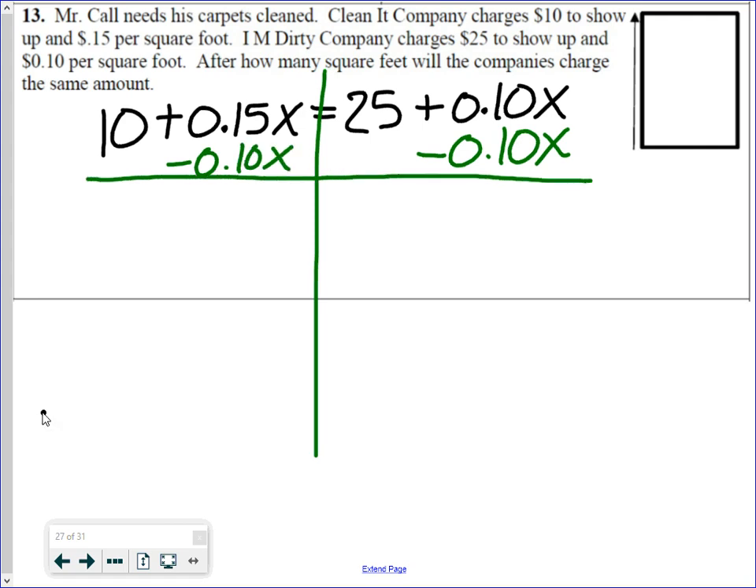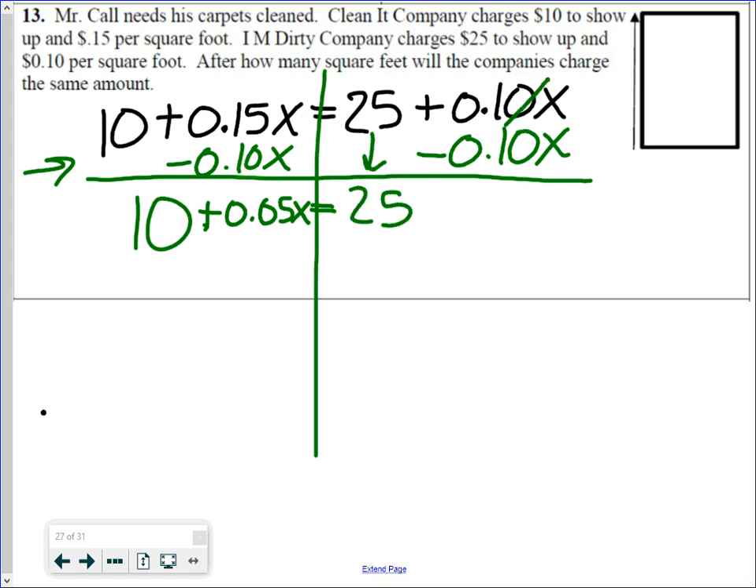And then we can solve it, and then we can use our box. Okay? So going from left to right to solve this, starting at 10. 10 just comes down, and I have 10 again. The 15 cents minus 10 cents gives me 5 cents left over. So plus 0.05x equals, my 25 just drops down, 25, and the 10 cents cancels, right? A positive 10 cents minus the 10 cents, and we're good there.